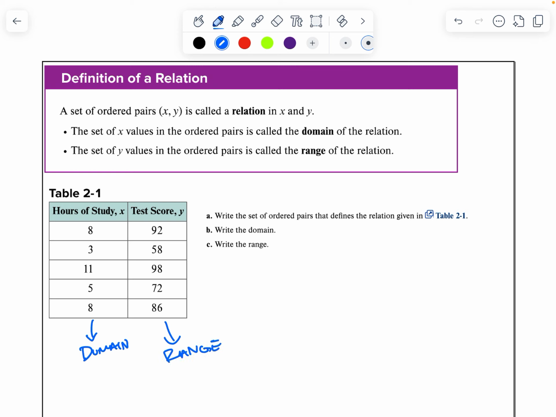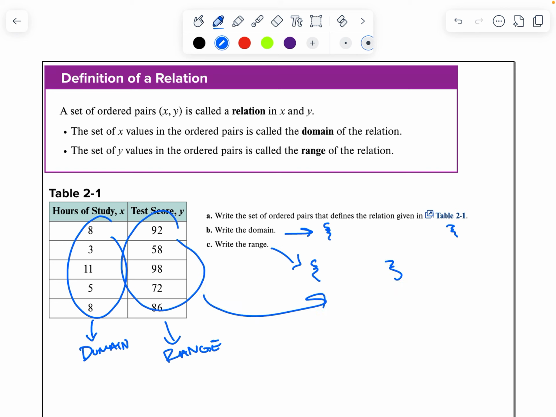If we wanted to write the domain, we would just write a set with all of those numbers in it, right? If we wanted to write the range, we would do the same thing. A set, I'm messing up my swirly braces here, with all of these numbers in it, separated by commas.